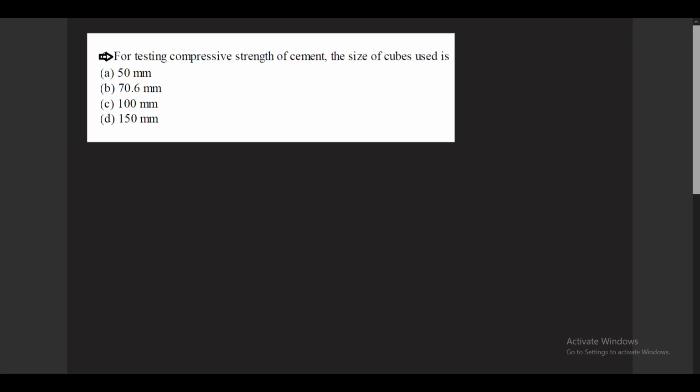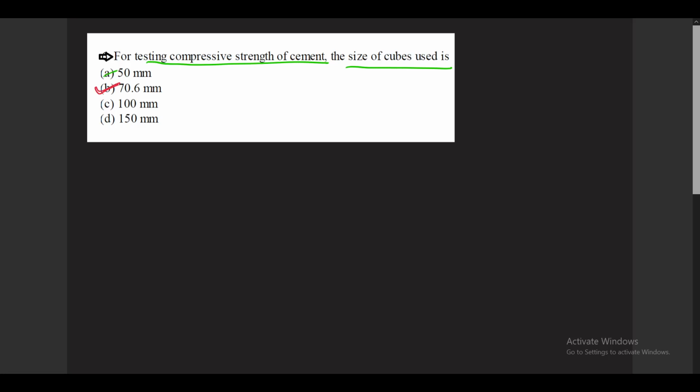Now move to the next question. Read the question: for testing compressive strength of cement, the size of cubes used is. So they are asking about the size of the cubes, and they have given the dimensions. The first one is 50 mm, the next one is 70, then 100 and 150. The correct option, you all know, is option B, that is 70.6 mm. There is no need to explain that.